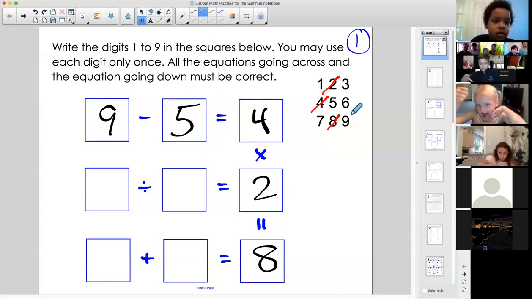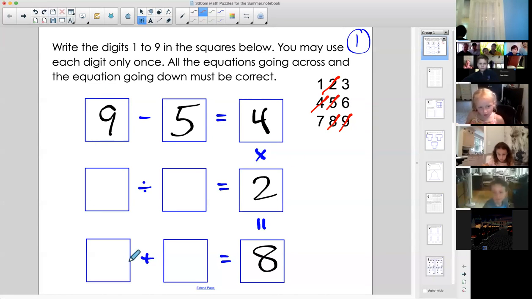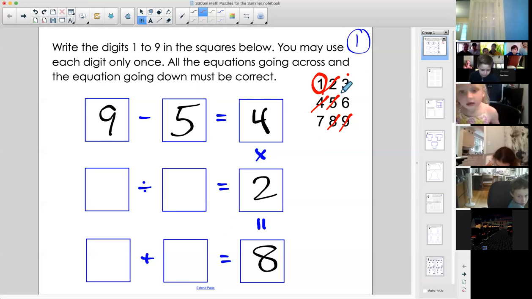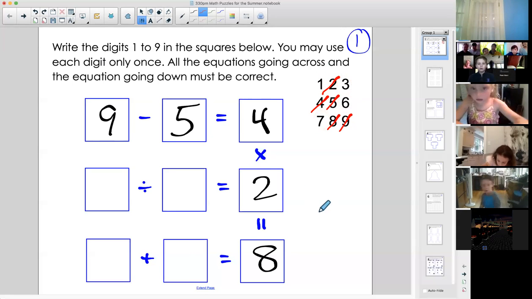So everybody, let's cross out the 9 and the 5. Now, all we have left is a 3, a 6, and a 7. Now, look down at the addition. Which 2 numbers here do we have that when we add them equals 8? We have a 1, a 3, a 6, and a 7. Which 2 numbers can we add to make 8?